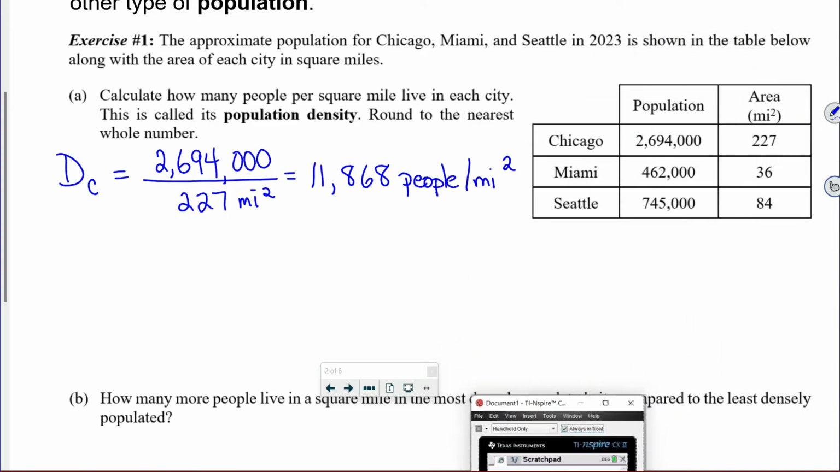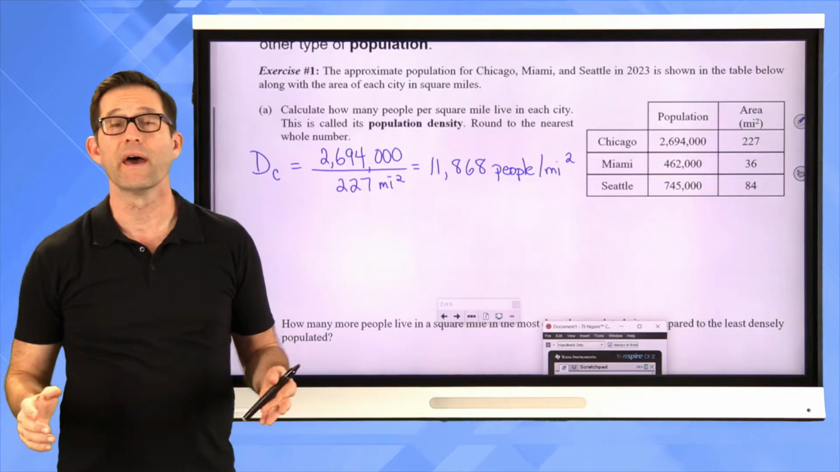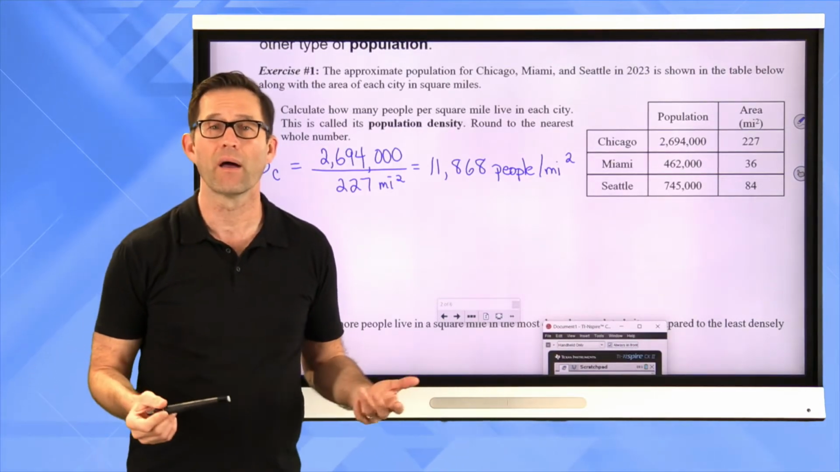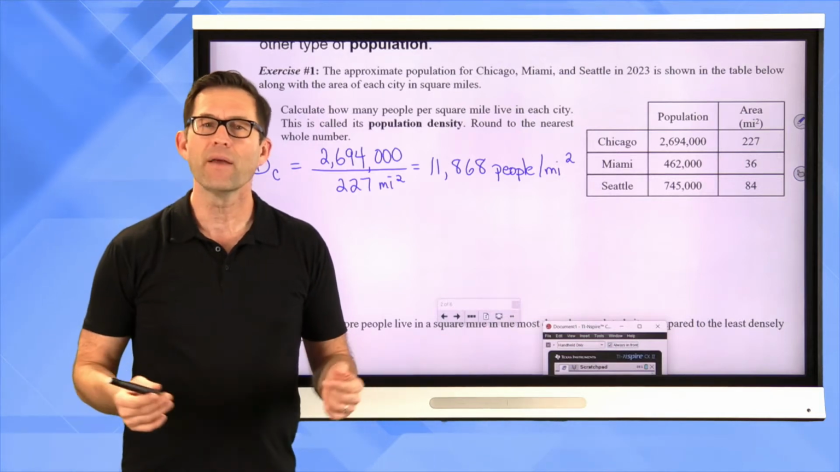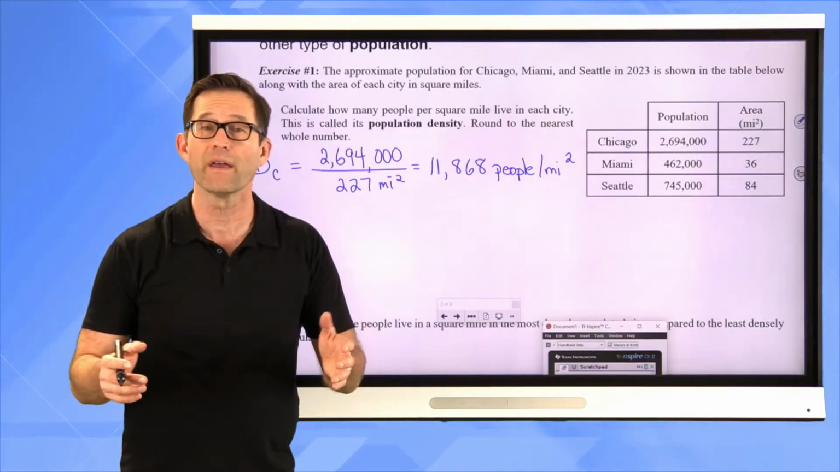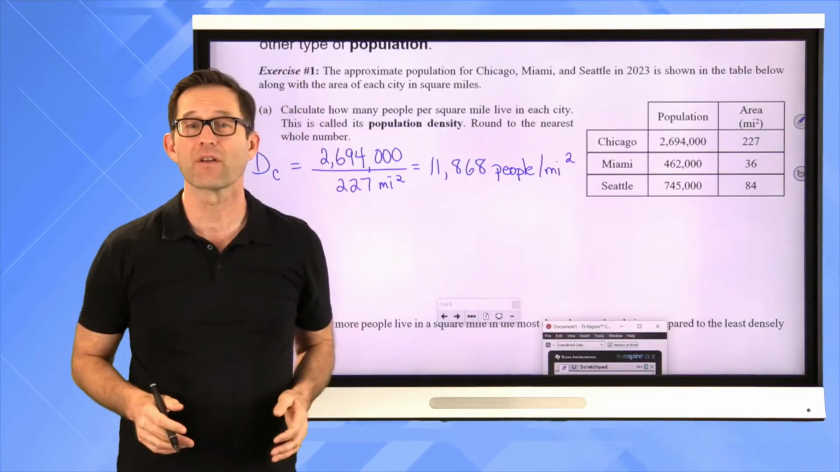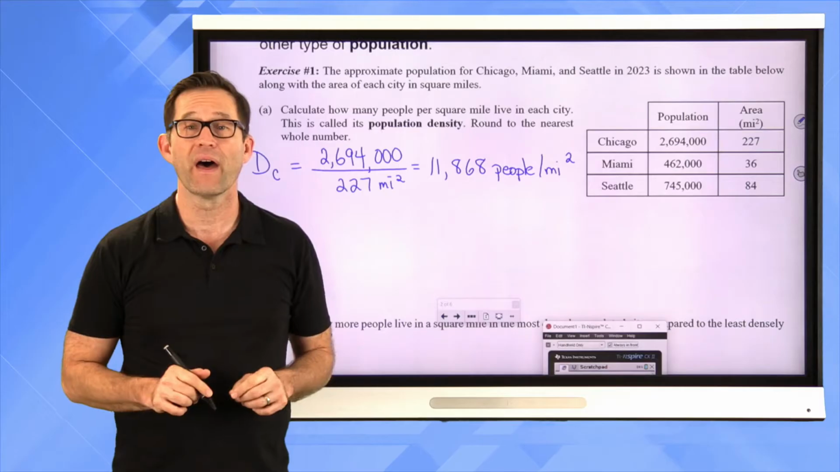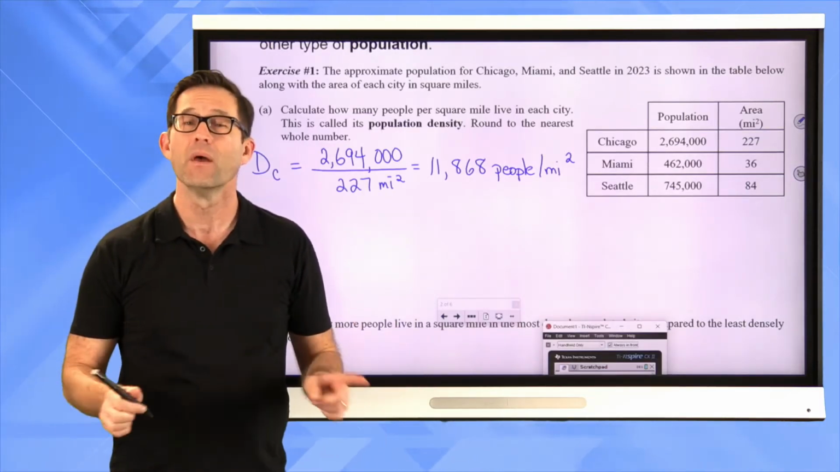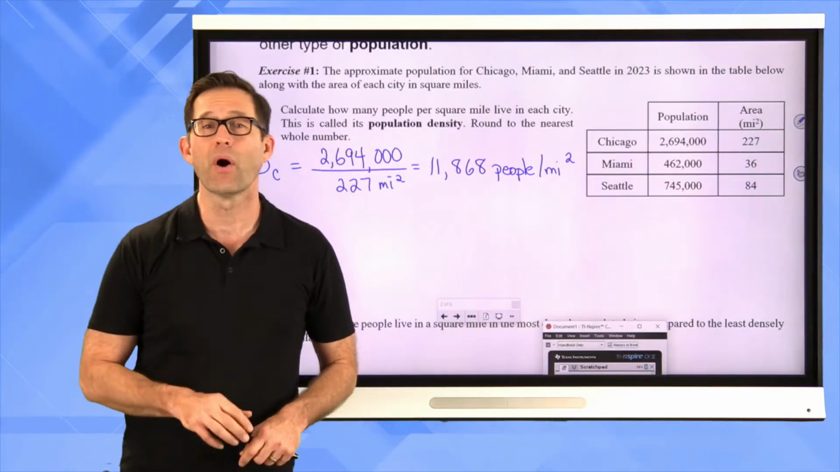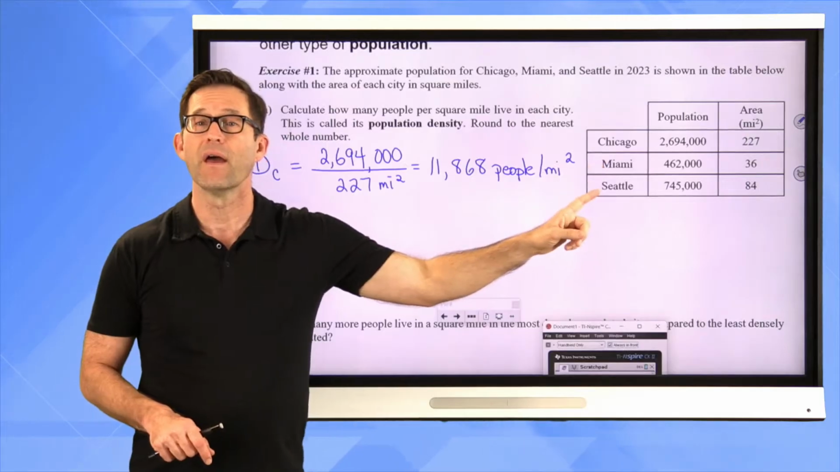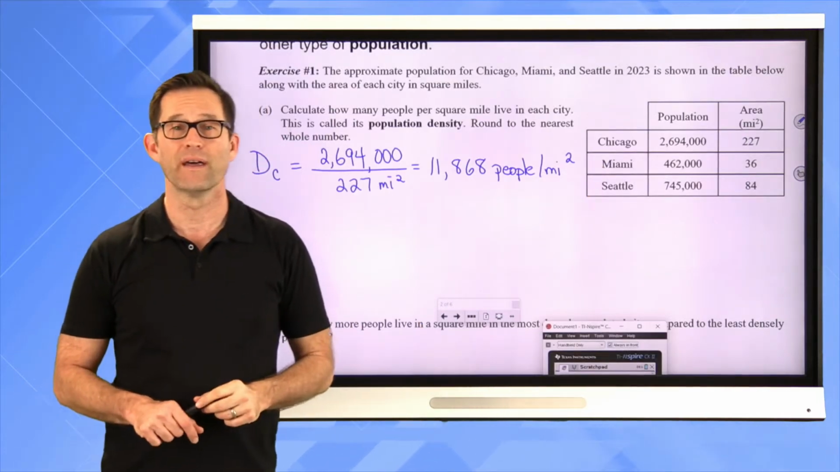Now, by the way, if that seems like a lot to you, I totally get it. Almost 12,000 people live in every square mile in Chicago. Keep in mind, though, Chicago's a city, so many people live in apartment complexes, so they're kind of being stacked vertically on top of each other. And on top of that, a square mile is actually quite a large amount of area. So here's what I'd like you to do. I'd like you to pause the video right now and figure out what the population density is in Miami and in Seattle. Take a moment to do that.